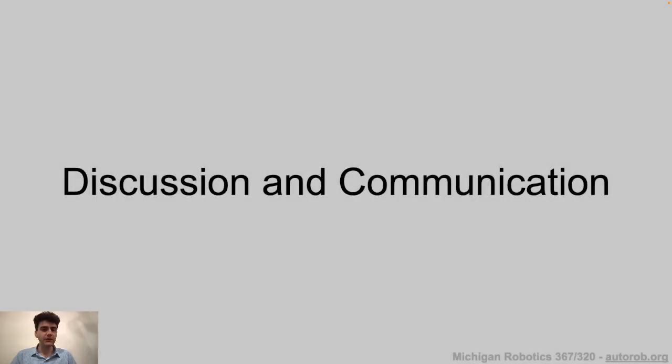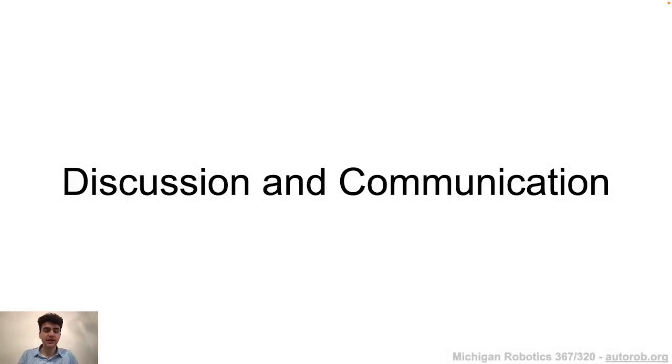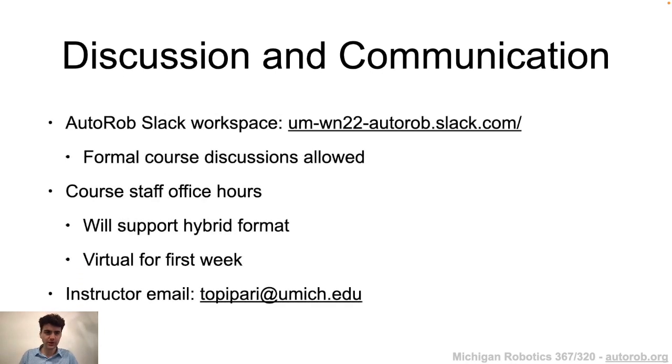Okay, so with that, another important detail is the discussion and communication forums that we will use this semester. In particular, we'll be using an AutoRob Slack workspace through the University of Michigan Slack. If you're enrolled in the class, you should be automatically added. If you go to this address, um-wn22-autorob.slack.com, you should have access to our Slack workspace where we encourage formal course discussions.